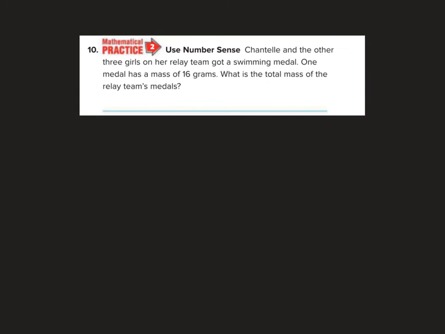Chantel and the other 3 girls on her relay team got a swimming medal. One medal has a mass of 16 grams. What is the total mass of the relay team's medals? So one has 16 grams. Chantel and the other 3 girls.